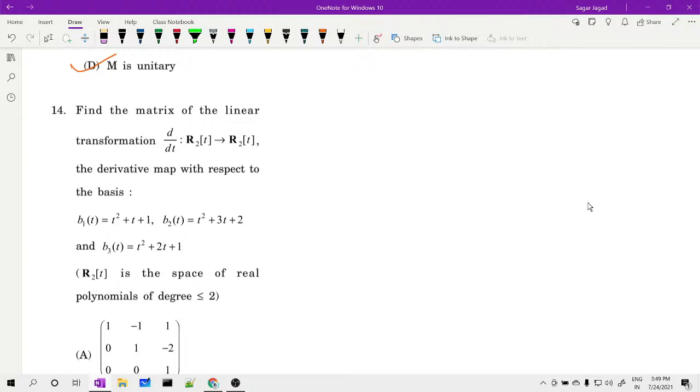Okay, so what I do is I will just find out my, suppose I give this name as T. This matrix has been given the name T. So my T of B1 will be what? It is the derivative of it. So it is 2 times T plus 1. So I should be able to write this 2 times T plus 1 in the form of B1, B2 and B3.